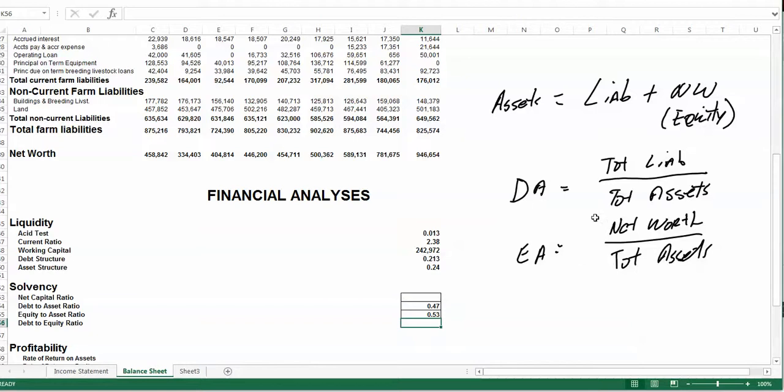These are two of the solvency ratios. We will cover the other two in a separate video file, the net capital ratio and the debt to equity ratio.